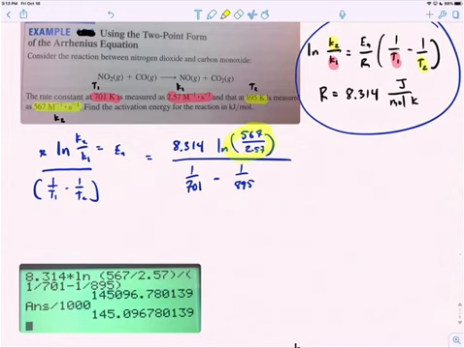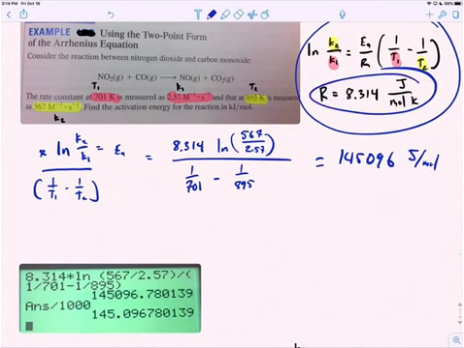That's a positive number, so I'm expecting this to be a really big number. I put it in my calculator, and yes, I do see it's a big number. So this equals 145,096, and the units are joules per mole, because R is 8.314 joules per mole Kelvin, and I should put the Kelvins in here. The inverse Kelvin gets knocked off, and you're left with joules per mole.